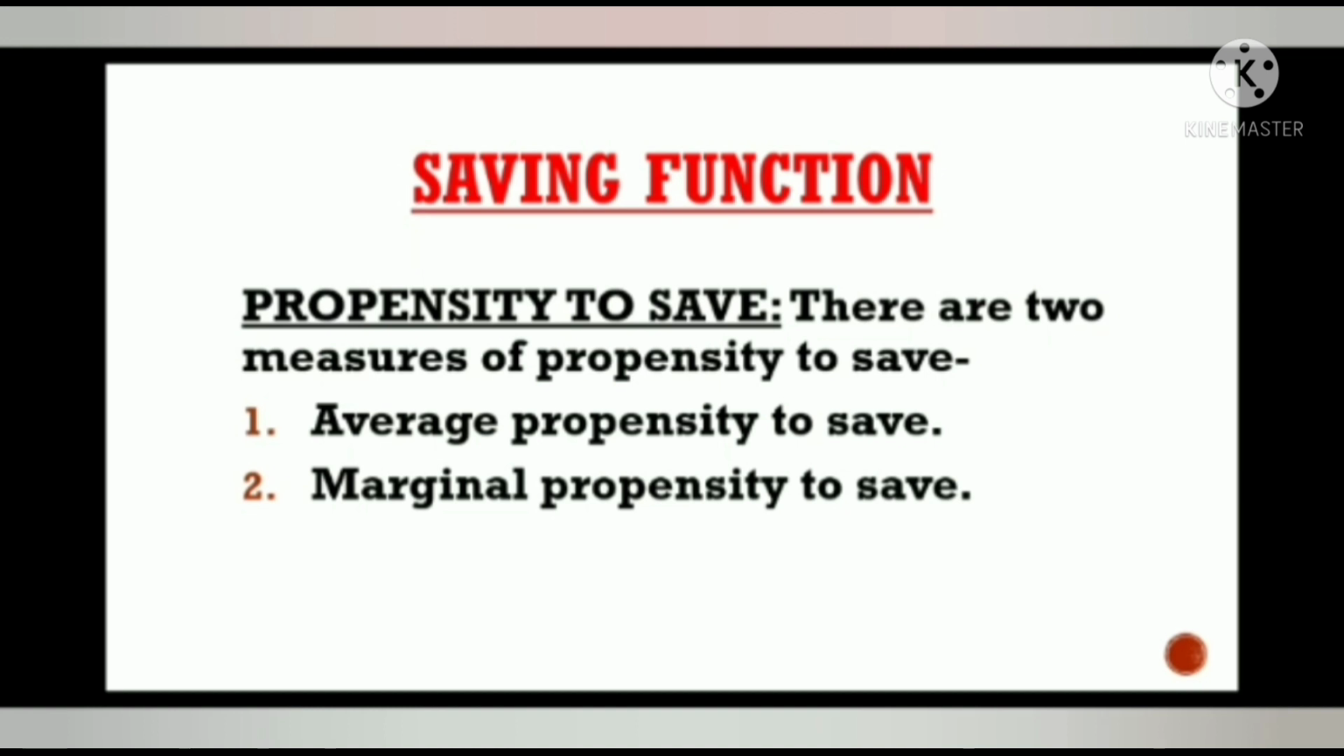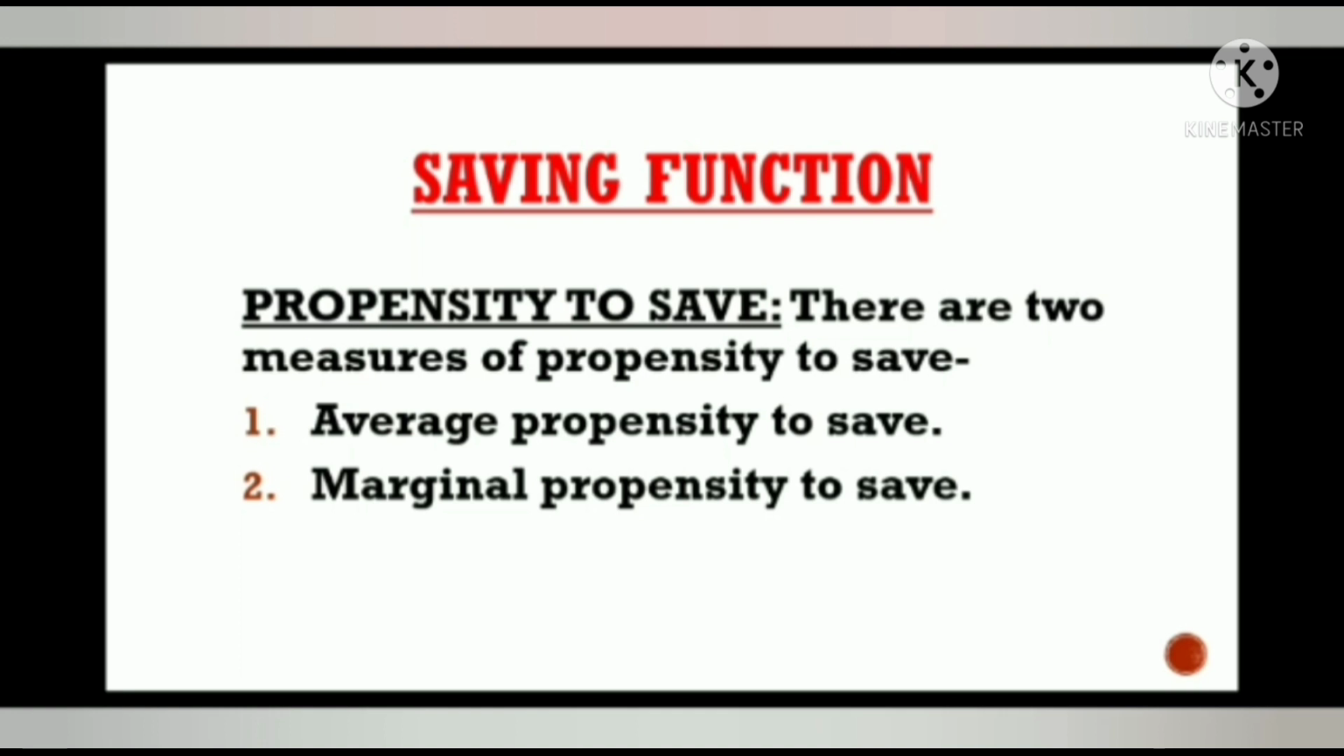So the first one is average propensity to save, that is APS. Average propensity to save refers to the ratio of savings to the corresponding level of income. That is APS equal to saving by income. Some of the important points are: average propensity to save can never be 1 or more than 1, as saving can never be equal to or more than income.